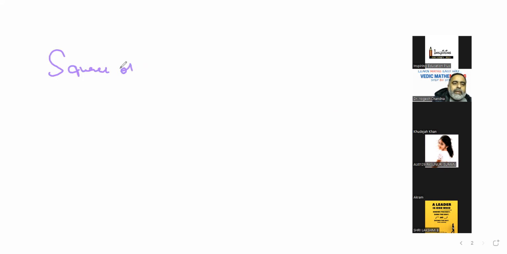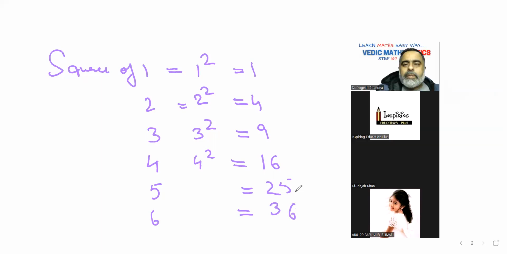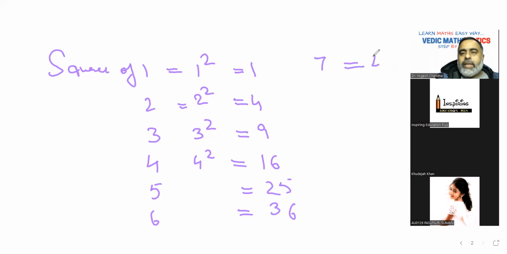Square of 1 is equal to 1 square. Square of 2 is equal to 4. Square of 3, 9. 16, 25, 6, 36, 7 is 49, 8, 64, 9, 81, and 10 is 100.